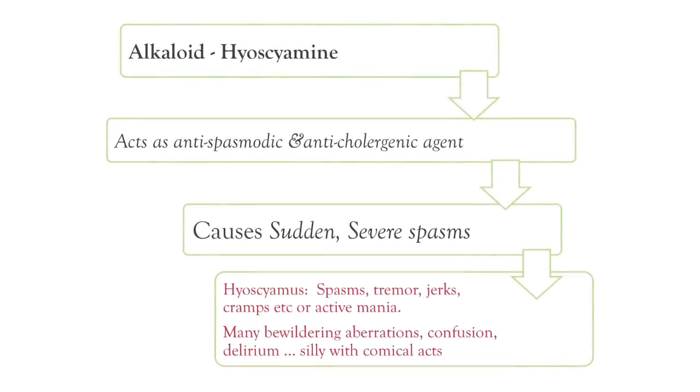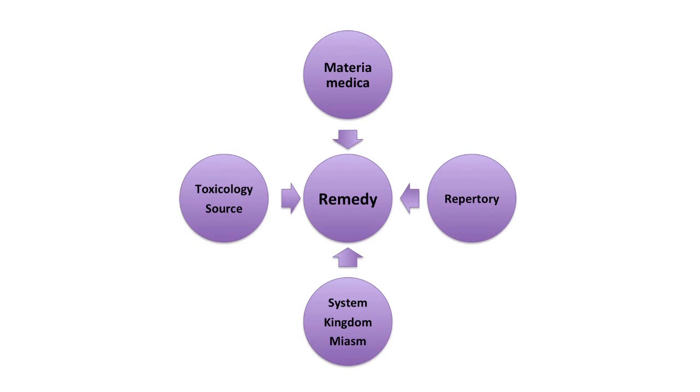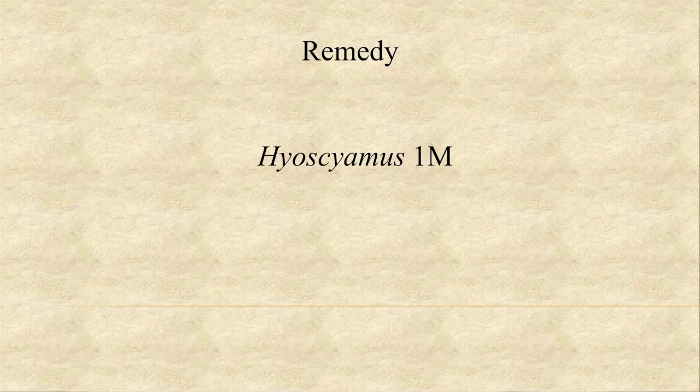The third way to look at it is also the toxicology, because we find the alkaloid hyoscyamine acts as an antispasmodic, and it can cause sudden severe spasms, and that is the genius of hyoscyamus. Spasms, tremors, jerks, cramps, and active mania. So we are able to find hyoscyamus the remedy from the system, from the toxicology, from the materia medica, and from the repertory. And then we gave her hyoscyamus 1M.